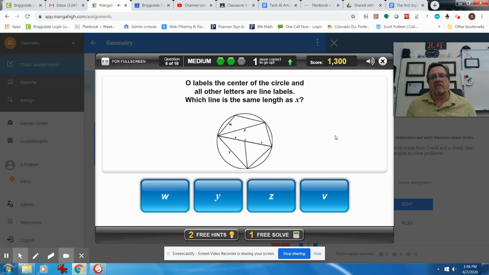Here we go. Fun stuff going on now. O labels the center of the circle, and all other letters are line labels.